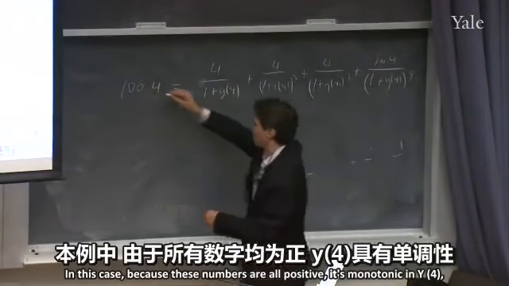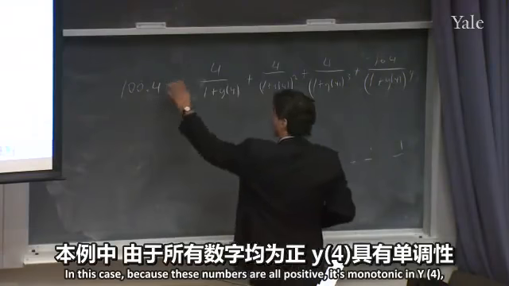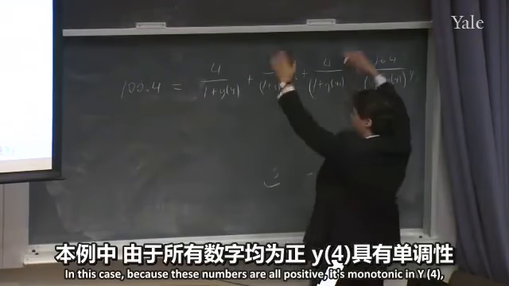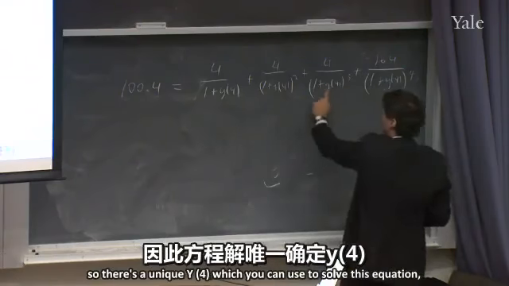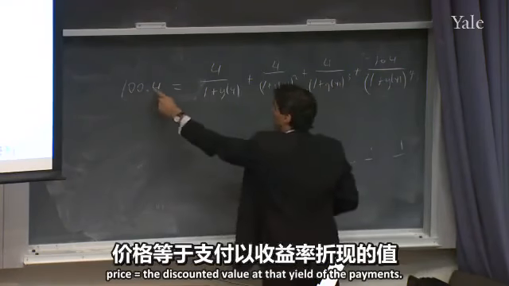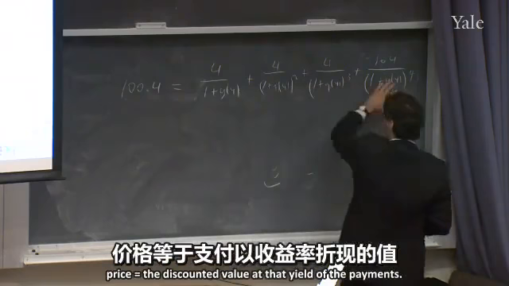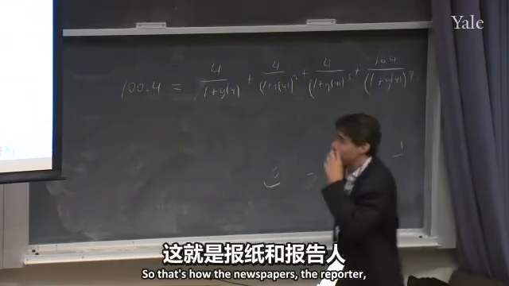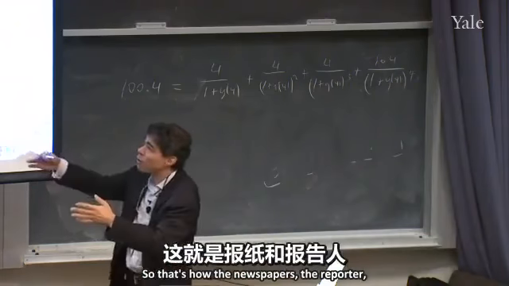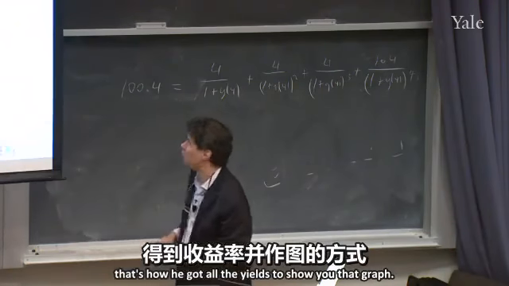Okay, and in this case, because these numbers are all positive, it's monotonic in y of 4, so there's a unique y of 4, which you can use to solve this equation: price equals the discounted value at that yield of the payments. Okay, so that's how the reporter got all the yields to show you that graph.